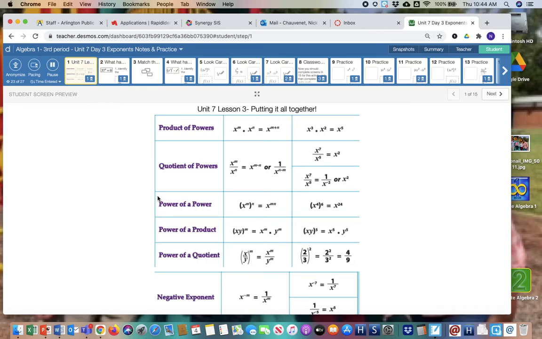3, the exponents, notes, and practice. So really here we're not even doing anything new. We're just trying to identify these different pieces, put them together, and identify mistakes as we get ready for the test for next week. So here you go.